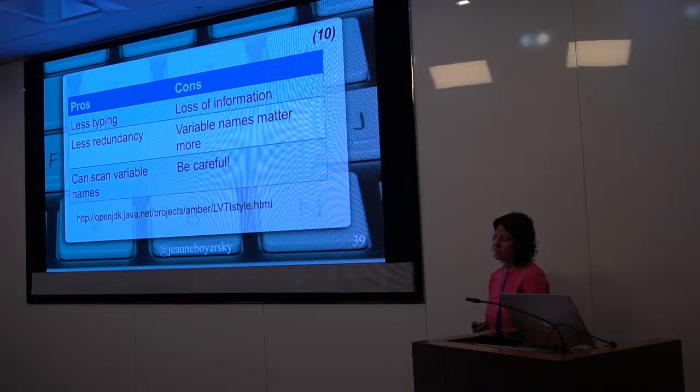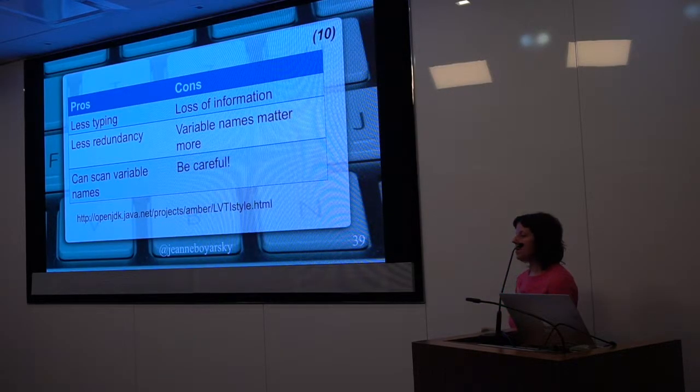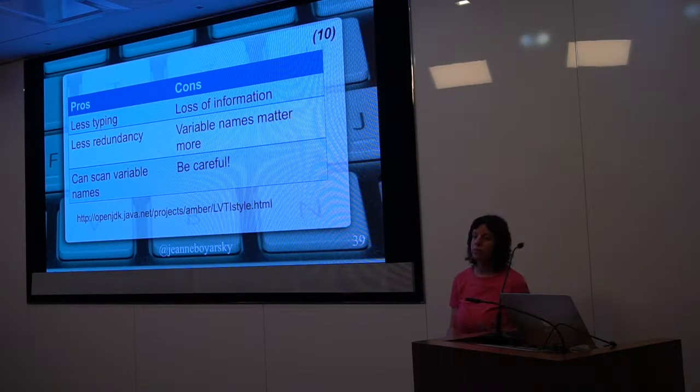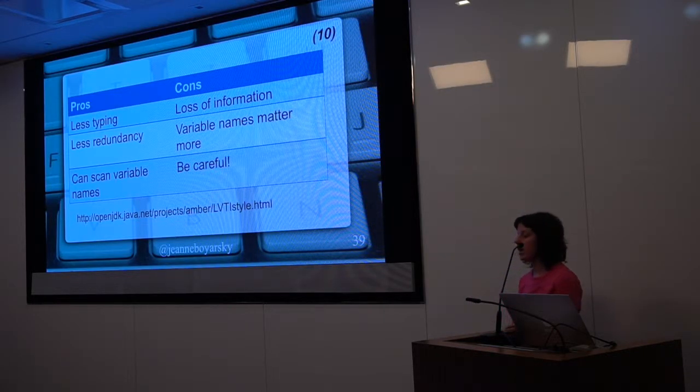So the pros of local variable syntax are that there's less typing, there's less redundancy if your type name includes what it is, and you can scan the variable names. The cons are a loss of information and variable names matter more, and please be careful so your coworkers aren't mad at you. Also, this is not an excuse to start using Hungarian notation. If your variable name isn't clear without the type, include the type. There's also a nice reference guide that gives tips on when you should use local variable syntax and when you shouldn't.